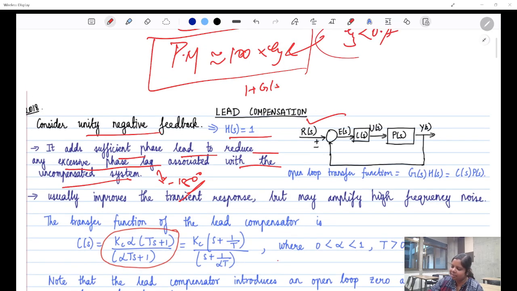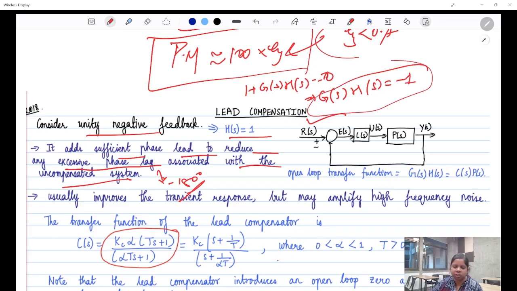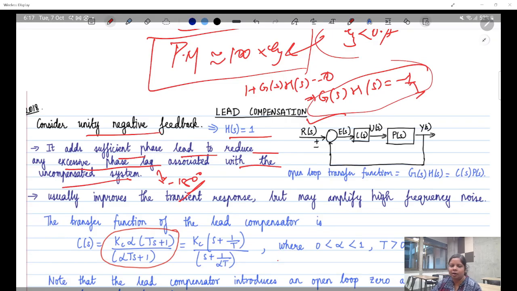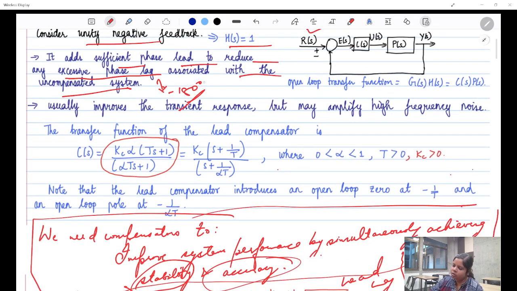1 plus G(s)H(s) equal to 0 is the characteristic equation. G(s)H(s) equal to minus 1 is called reaching the verge of instability. The magnitude is 1 and the phase is minus 180 degrees. So if any lag is associated with the system, which is minus 180 degrees in this case, then the system becomes unstable. So we want to add a phase lead so that the system does not have excessive phase lag, and then we are able to stabilize the system. So this is the reason.